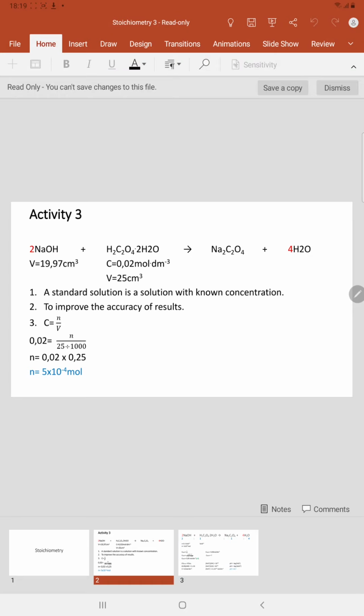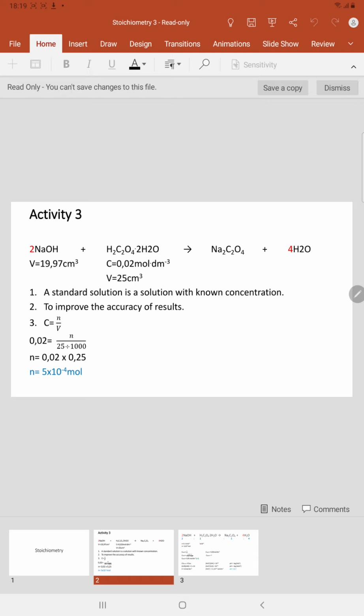This is a typical exam type of question. The first step is to write a balanced equation. To do this, we make sure that the number of atoms found on the reactant side is equal to the number of elements found on the product side.